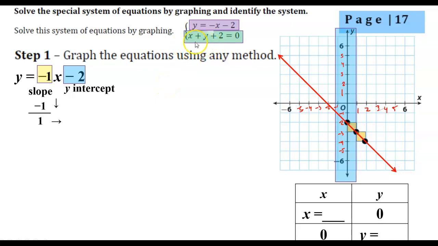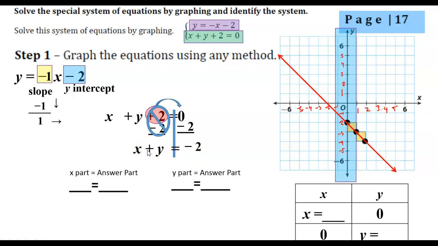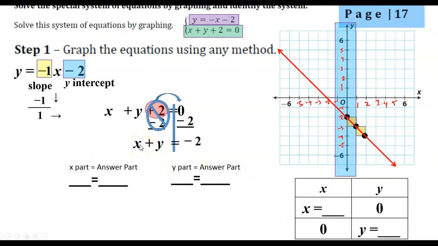The next thing we're going to do is take our second equation and make y by itself. So I noticed that y's got some other things next to it. We're going to get rid of first that +2. What's the opposite of a +2? -2. So that's going to cancel out and we're left with x plus y equals, what's 0 take away 2? -2. All right, the next thing we're going to do is we could actually use our x and y intercepts. So we can have x equals -2 and y equals -2. That one's pretty easy.